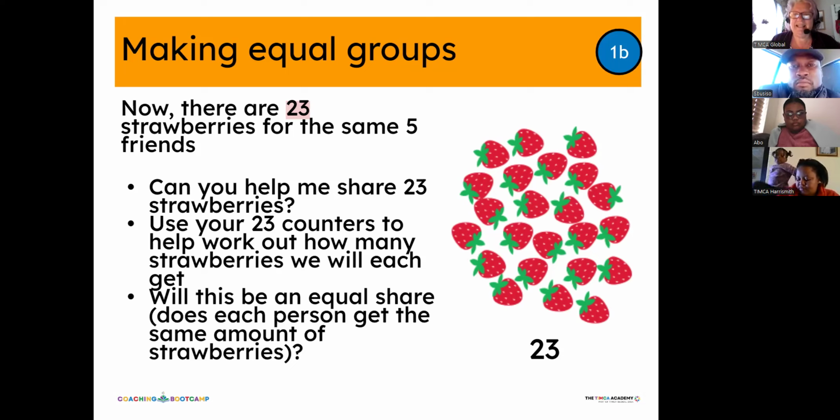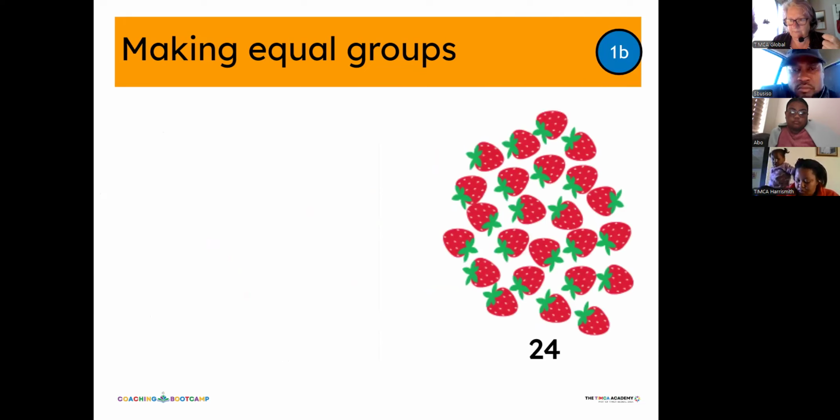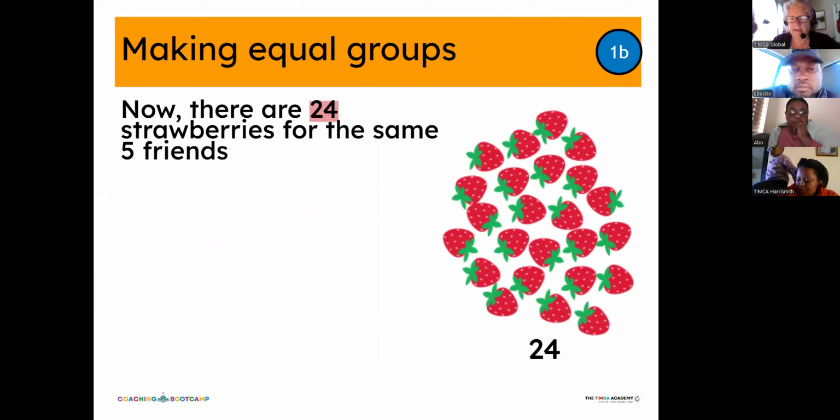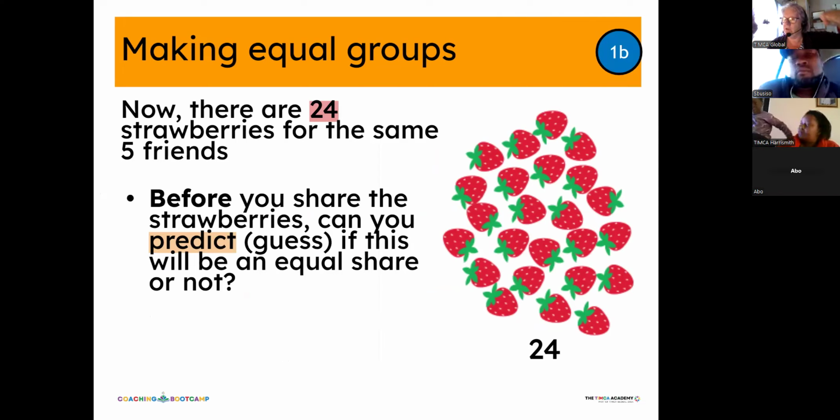And then the next stage is to push it even a little bit further. And we say, right, we've got 24 strawberries between 5 people. But this time, do not make the groups yet. Can you predict or guess if this will be an equal share? So you can see the process. We've gone from a number where there's going to be equal sharing, then we've done an example where there's not going to be equal sharing, with some left over. And now we're asking them to predict something before they actually prove it.